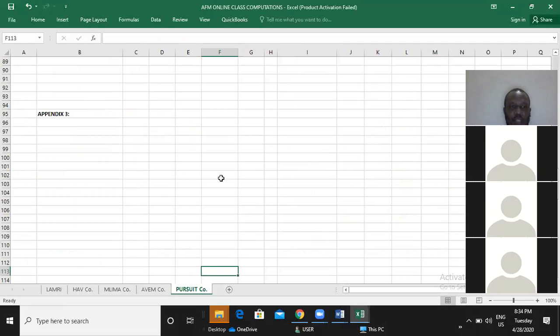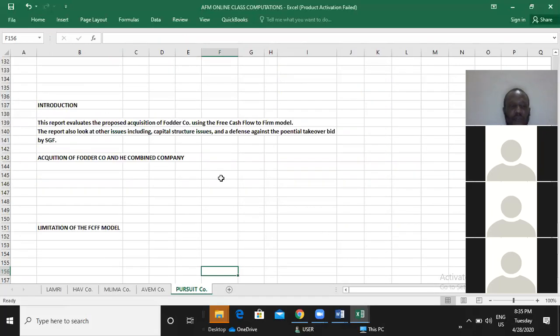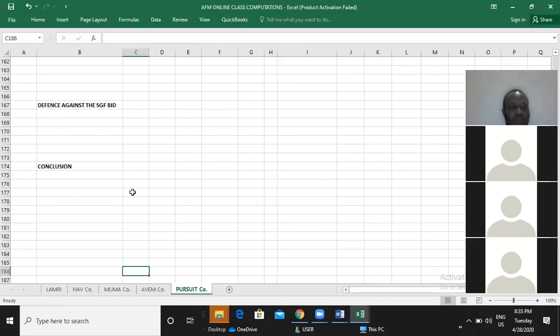Yeah, we did that yesterday in setting up. We said the introduction, and we gave our introduction yesterday. Then we said the acquisition of Fodaco and the combined company will be something else we would write about. So that's where we are now. Then they talked about limitations of the free cash flow model, then the amount of additional finance required. All these are part of the body. That's how to write a body now. And then we finally conclude. Have I answered your question?